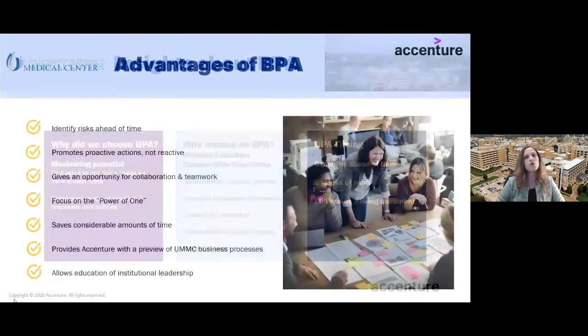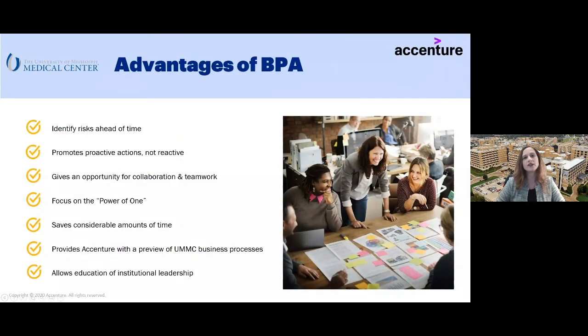First off, we were able to identify key risks before our project even began. We focused our early efforts on addressing those risks so we could mitigate or eliminate them entirely. It also gave us the opportunity to be proactive and really consider our options and make sure that we leveraged all the opportunities possible. We were able to work collaboratively as a team.